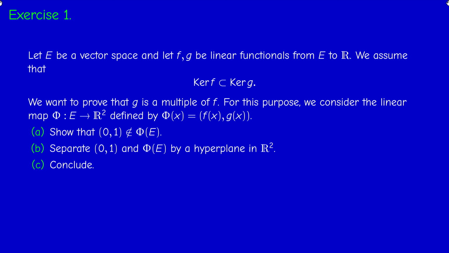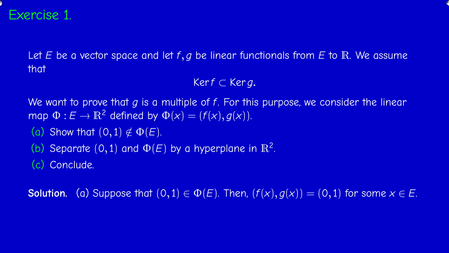Okay. So the first question is easy because we can reason by contradiction. If (0, 1) belongs to phi of E, then (0, 1) is equal to phi of x for some x in E, which means that (0, 1) is equal to (f of x, g of x) for some x in E. And therefore, f of x equals 0 and g of x equals 1. But this contradicts this condition because x belongs to the kernel of f, but does not belong to the kernel of g. So this is a contradiction.